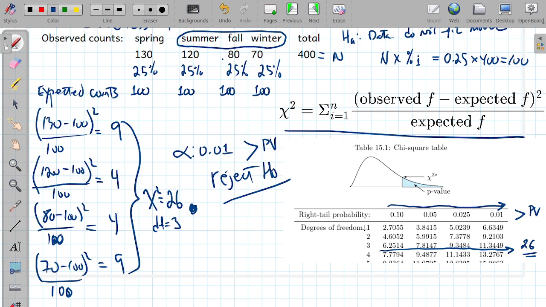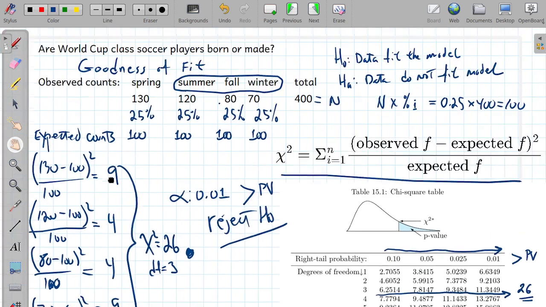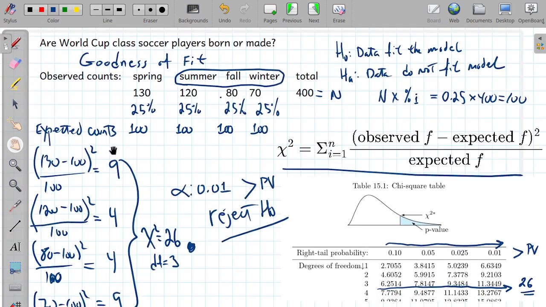Now, I suppose we could reword that in the context of World Cup class soccer players: born or made? Well, the null hypothesis suggests that you can teach someone to be great, so there's no difference. But there is a difference.